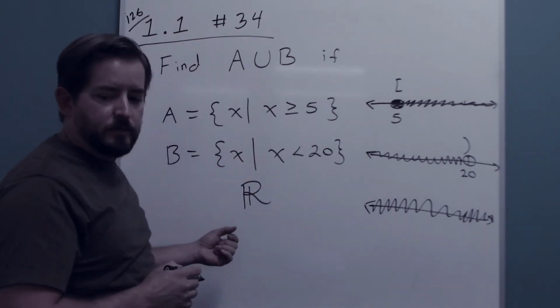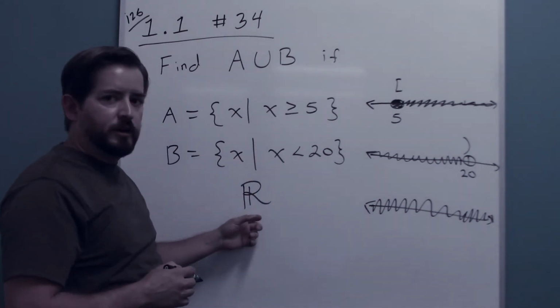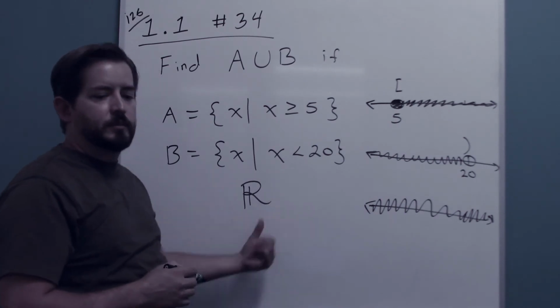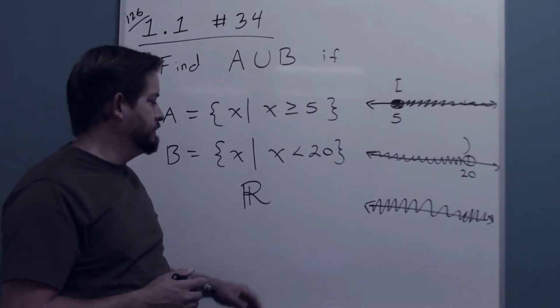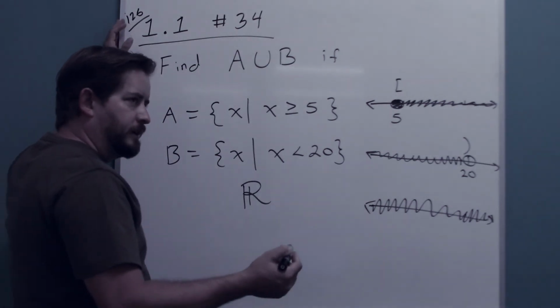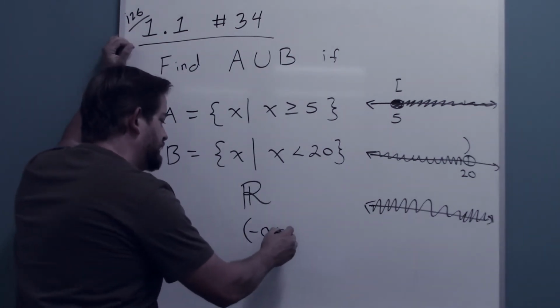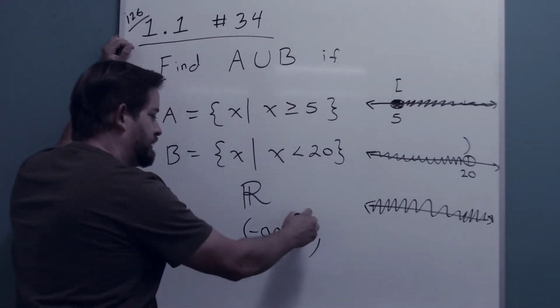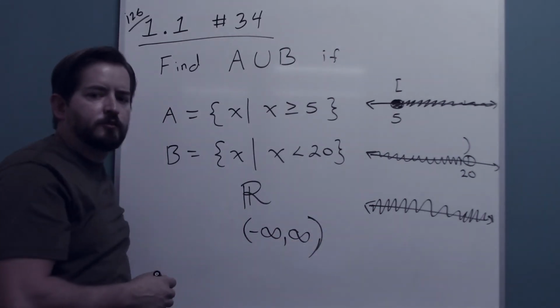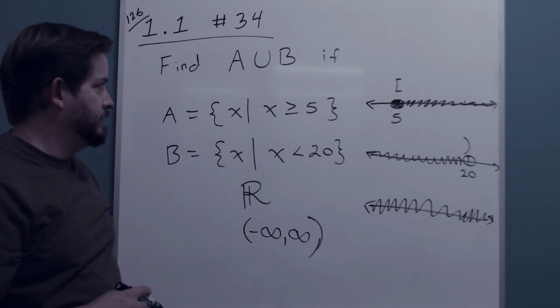We can write all real numbers in a couple of ways. This double bar R means all real numbers. It's everything in there. If you're asked to write it in interval notation, that is from negative infinity to infinity. And infinities always have parentheses, so it's that.